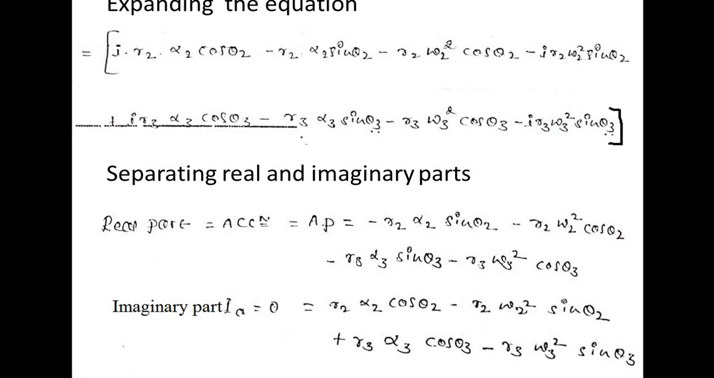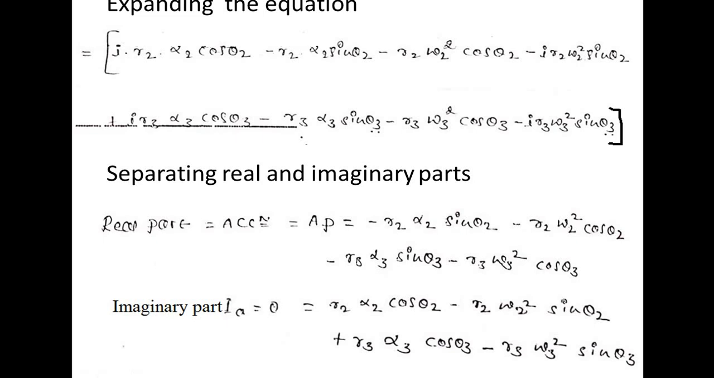Next, the imaginary part. The imaginary part is with the i symbol. Wherever you have an i symbol, you have to separate that. So here i into r2 alpha 2 cos theta 2, the i term you remove, r2 alpha 2 cos theta 2 minus, see here, r2 omega 2 square sin theta 2 plus here r3 alpha 3 cos theta 3. So that we are writing here, and then we equate it to 0.